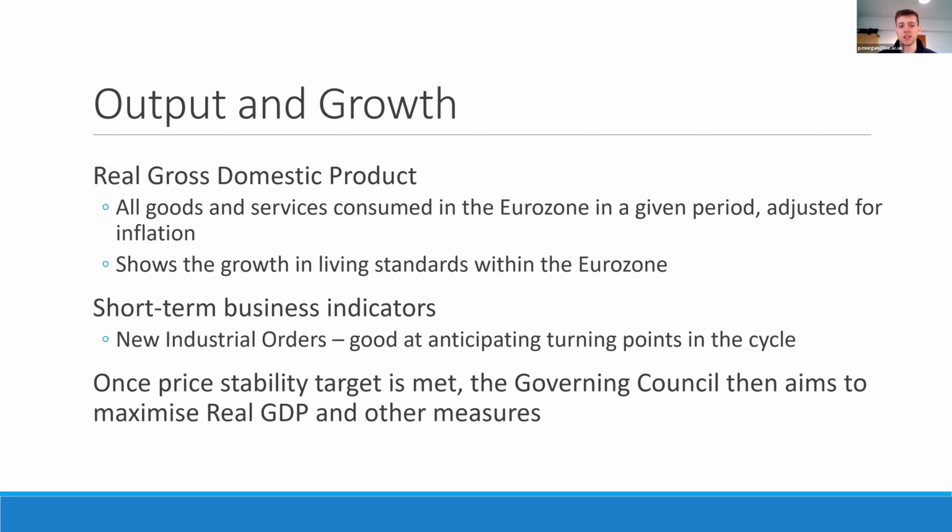The Governing Council also looks at short-term business indicators, such as new industrial orders. Now, new industrial orders estimates the amount of orders received by businesses in a given time period for a variety of industries. They look at this because it's very good at anticipating turning points in the business cycle.